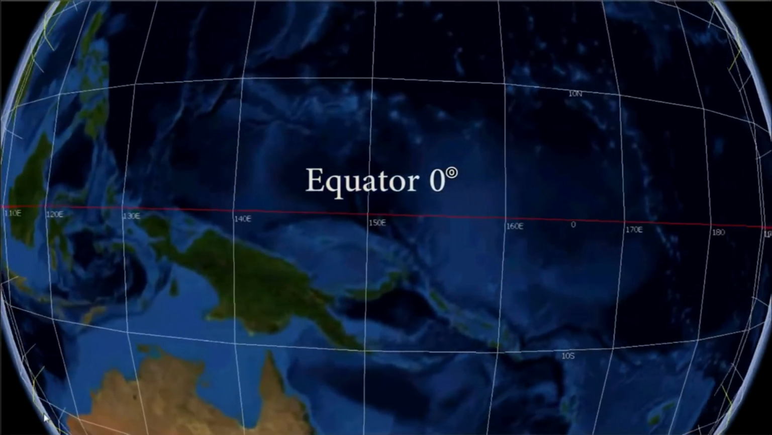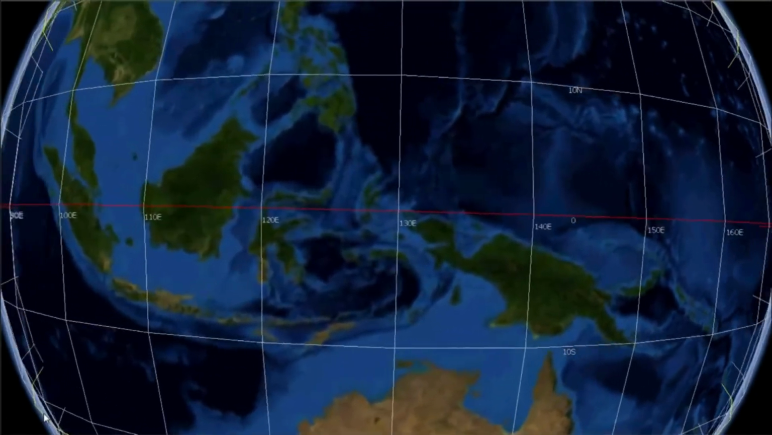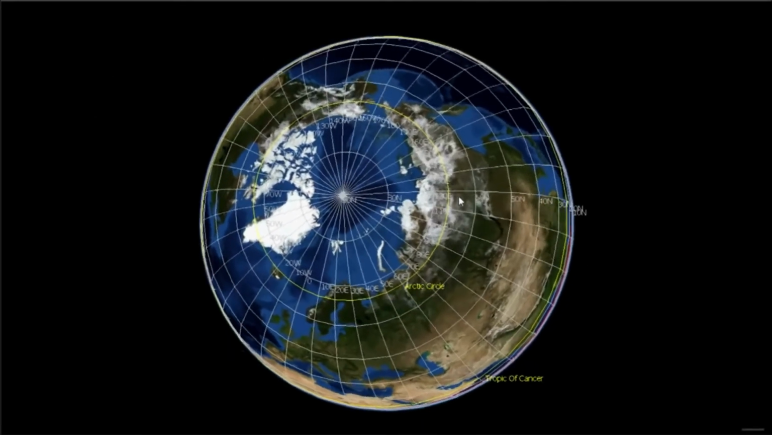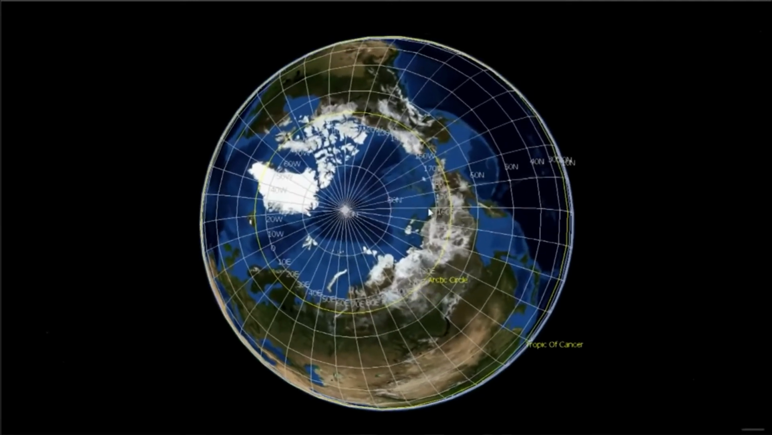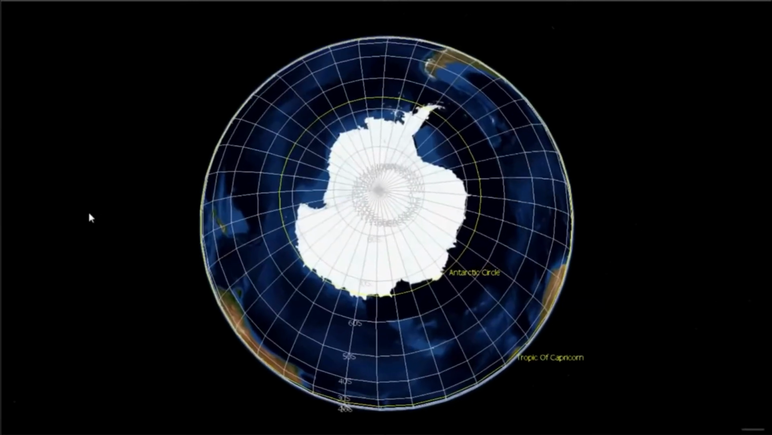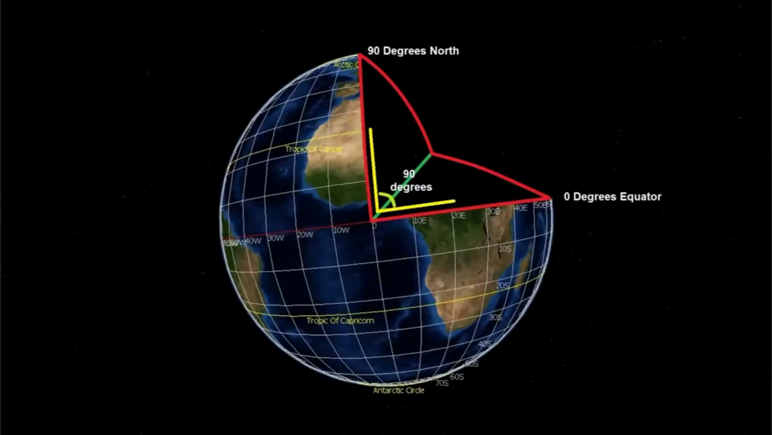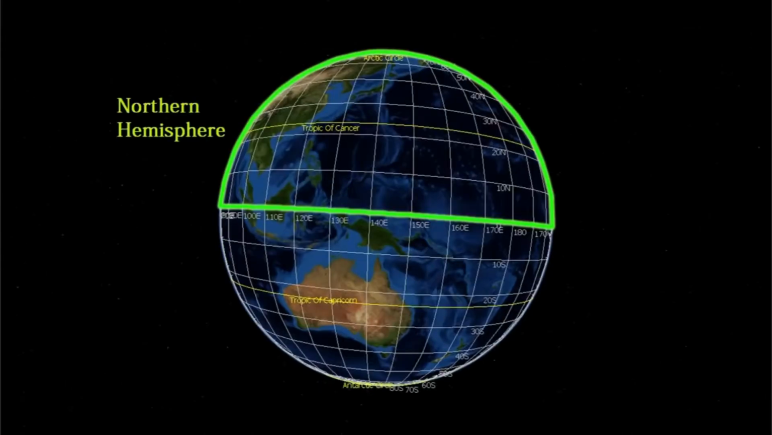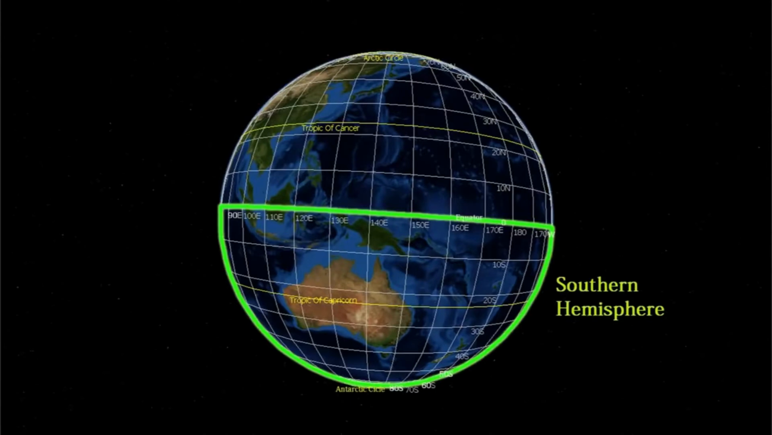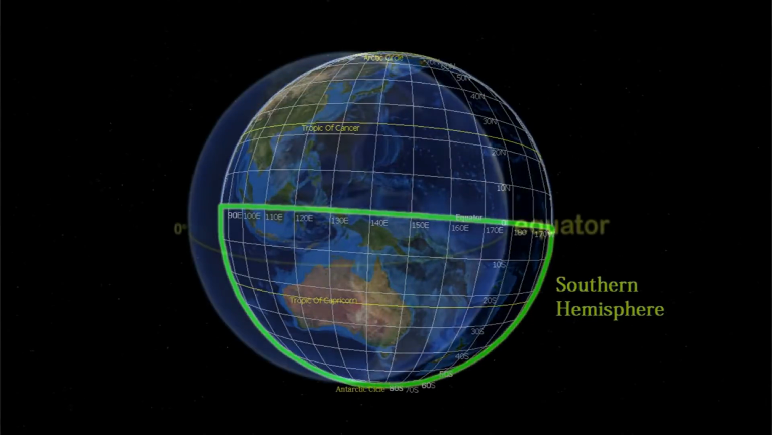The equator lies at 0 degrees, halfway between the North and the South Pole. 90 degrees latitude north of the equator is the North Pole. 90 degrees south of the equator is the South Pole. Please note the poles are at a 90 degree angle from the equator. North of the equator is called the northern hemisphere. South of the equator is called the southern hemisphere.